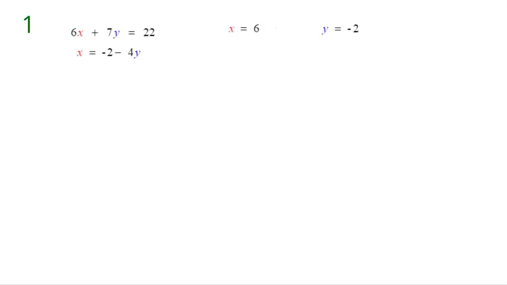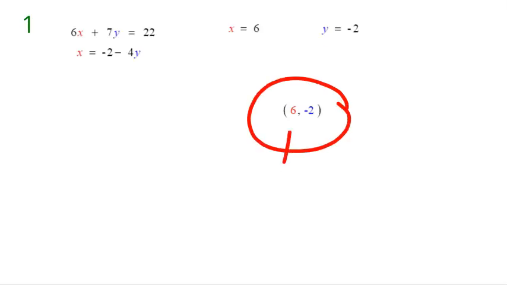But we also want to put our answer in parentheses to show that it's an ordered pair. So here's our final answer. It's written as an ordered pair. It means the order matters. It means the x comes first. There's the x. And then the y, we always put second. And that's our final answer.